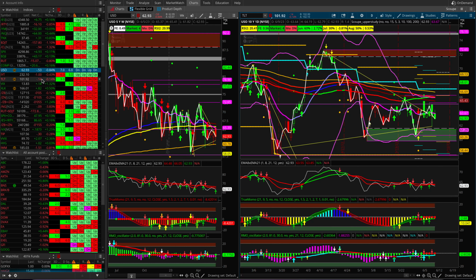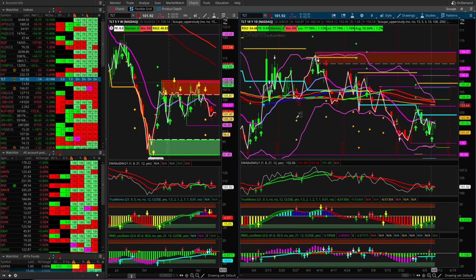Alright, TLT. We got the buy signal here in the last few days, and I bought a small position. I think I added to it a little bit today, but we're still bearish on the weekly. So this is all in kind of like just be prepared to have to exit is where I'm at.